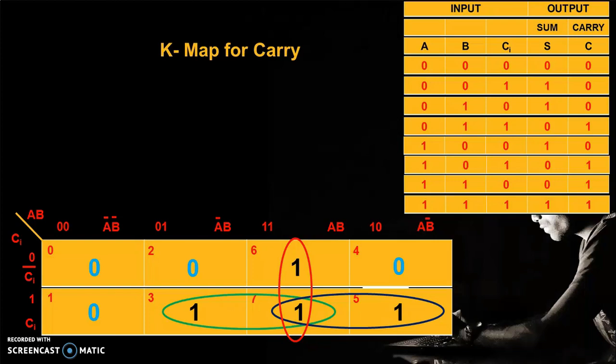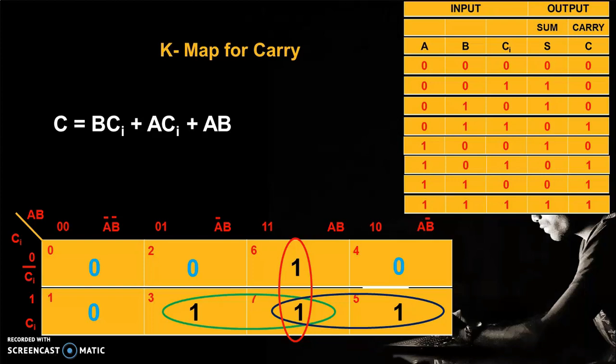And if we write the product terms for each pair, and finally write the Boolean function for the carry in SOP form, it becomes C is equal to B dot Ci for the first pair, plus A dot Ci for the second horizontal pair, and for the vertical pair we can write A dot B. So now we have 2 Boolean functions available in SOP form.